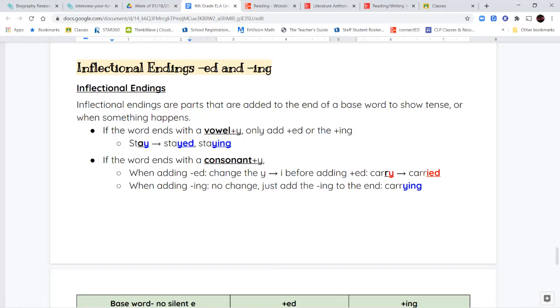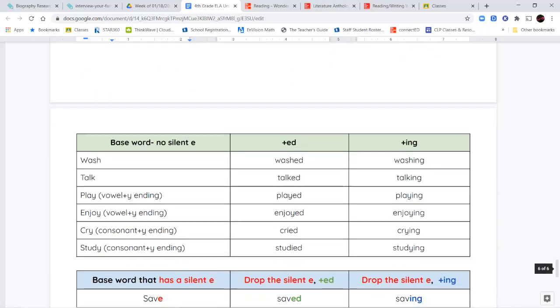Now, if it ends with a consonant and a letter Y, you change that Y to an I before adding the ed or the ing. So carry becomes carried, C-A-R-R-I-E-D, only when you're adding the ed, you change it to an I. When you're adding an ing, you don't change it, C-A-R-R-Y-I-N-G.